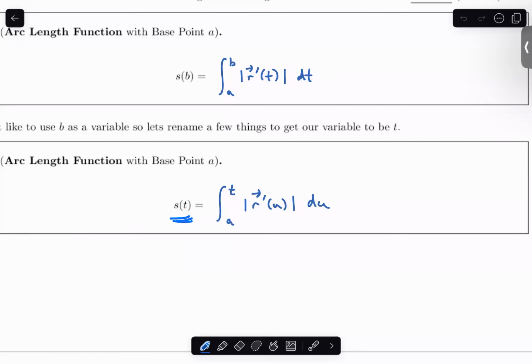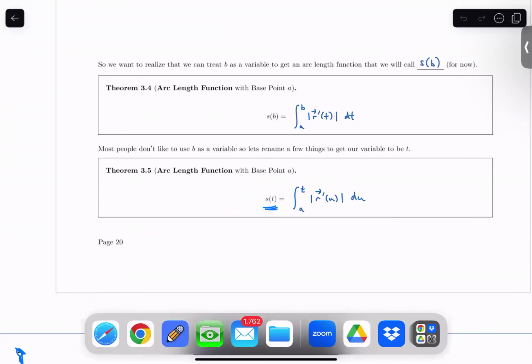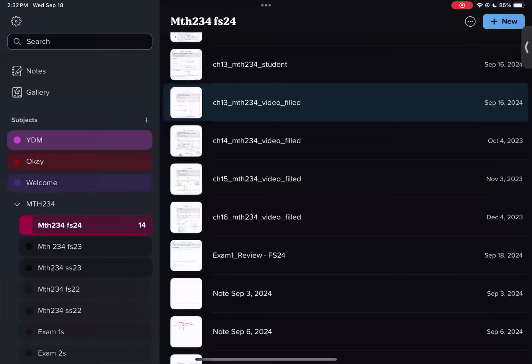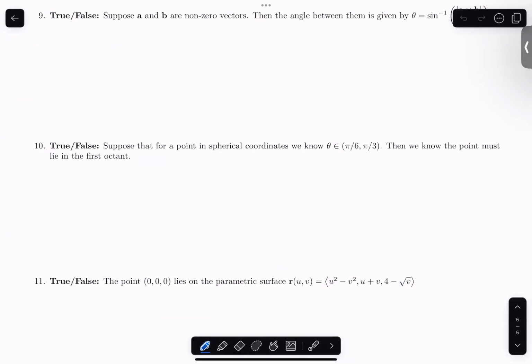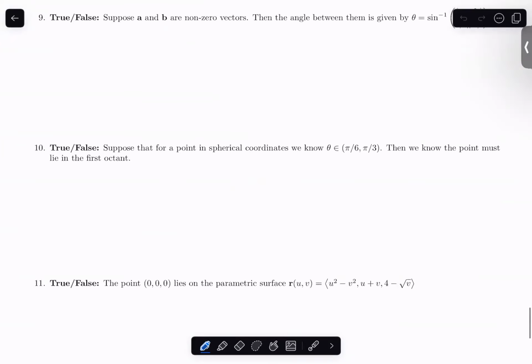All right. Well, I think we have time for number 10 as well. So let me go to number 10. I wanted to include some true false. Some people tell me that the true false questions are typically a bit more conceptual, that sometimes these are the most difficult. It says, suppose that for a point in spherical coordinates, we have that theta is somewhere between pi over 6 and pi over 3.